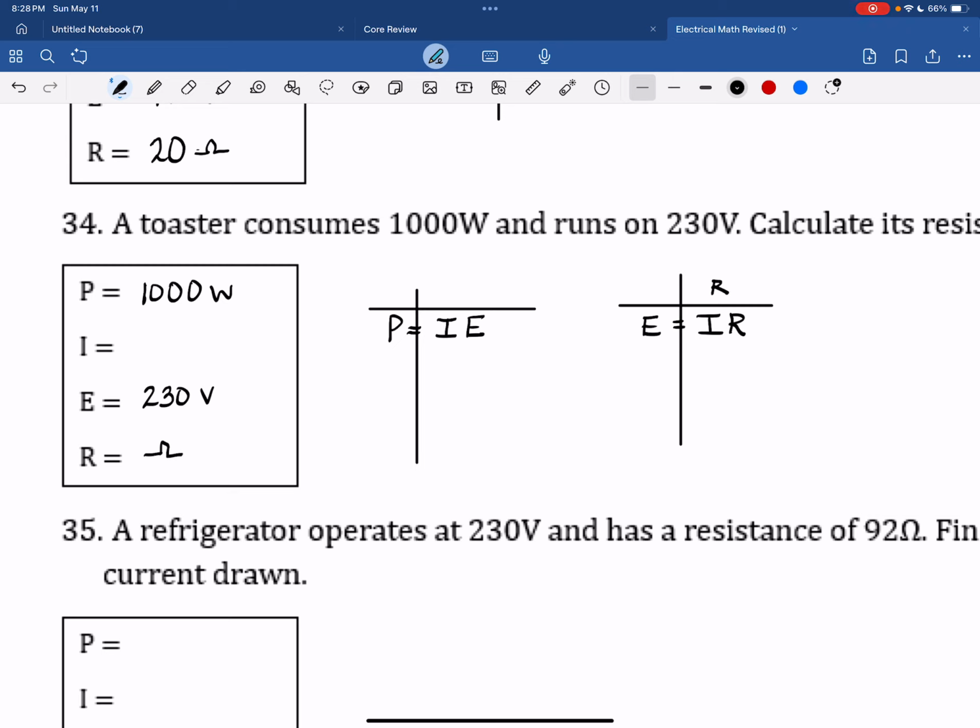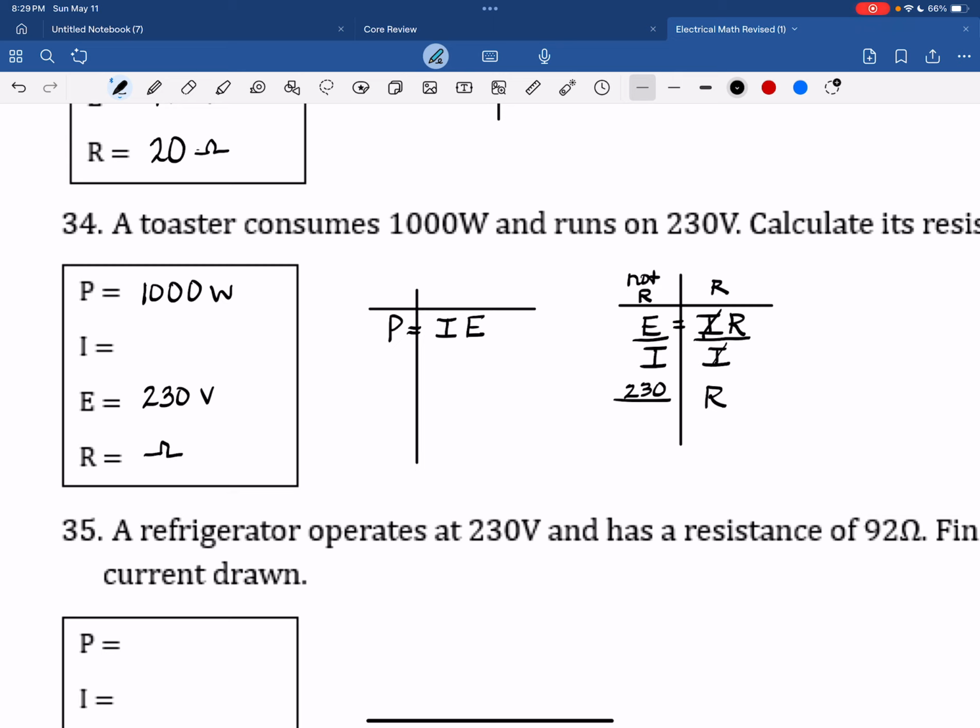We want to know R. That's what we're looking for ultimately. So anything that's not R comes over to this side. So I'm essentially dividing both sides by I. And I have R isolated, which is what I want there. So R would be E divided by I. Now I know E, but I don't know I. And so I'm going to find that and then substitute it back into this formula.